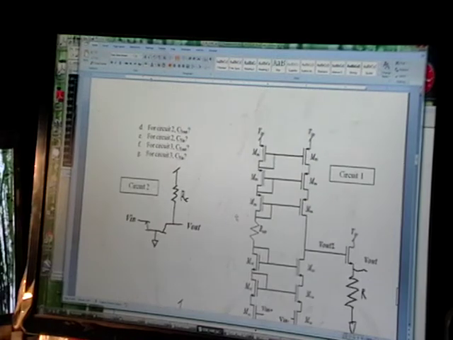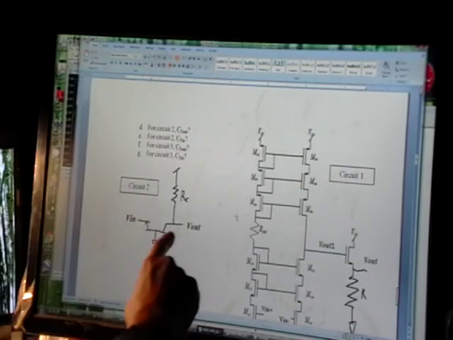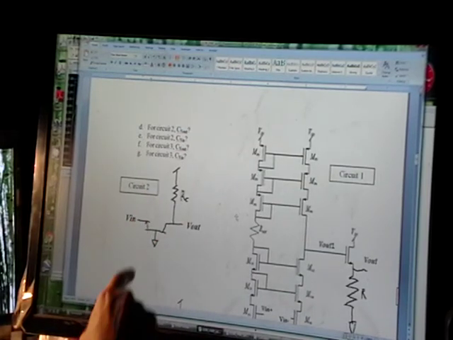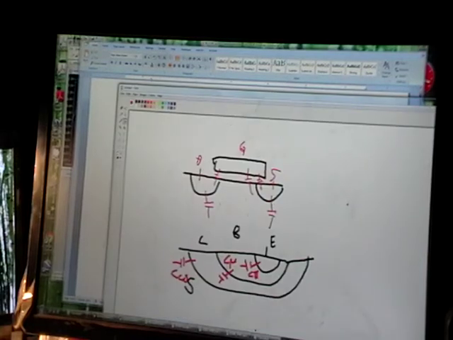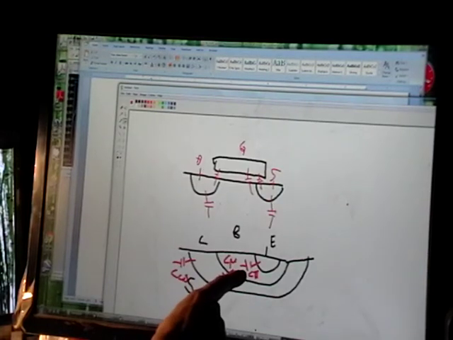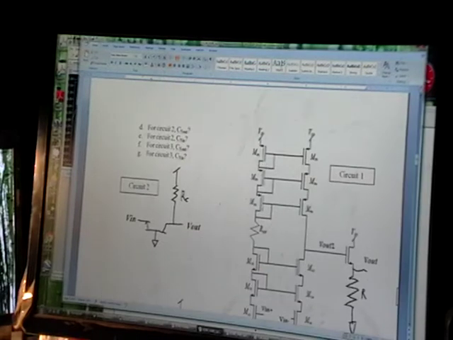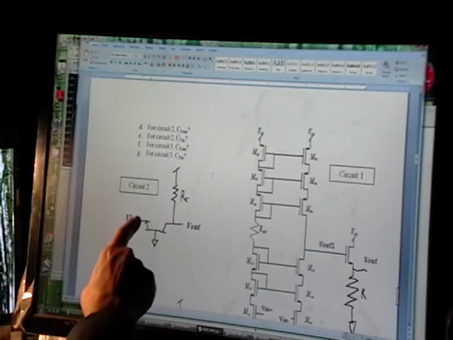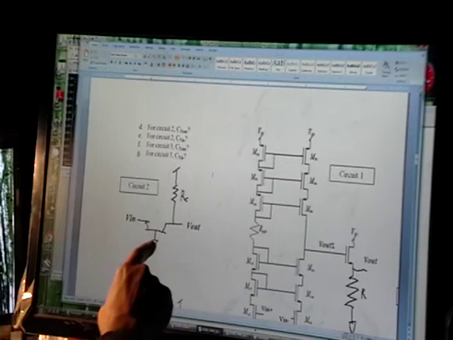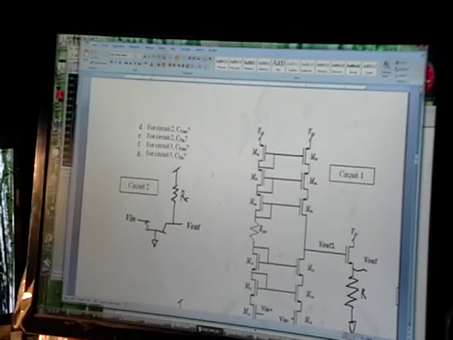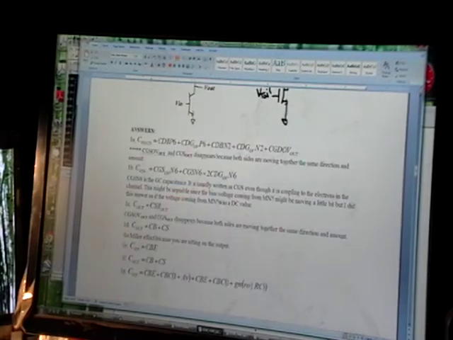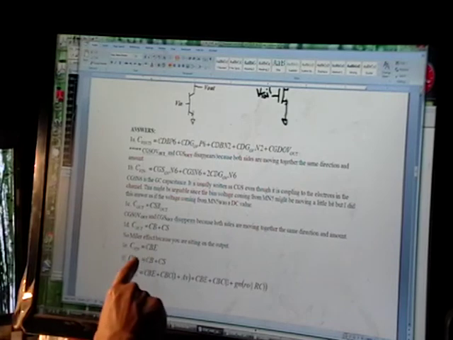Okay, 1E. V in for circuit 2. Now you're sitting on the emitter. Got to go back over here. If you're sitting on the emitter, the only thing you see is a C pi or CBE. And now you have to say, okay, is the other side of the capacitor moving? No, it's not. So it's just that value. So it should be just CBE.